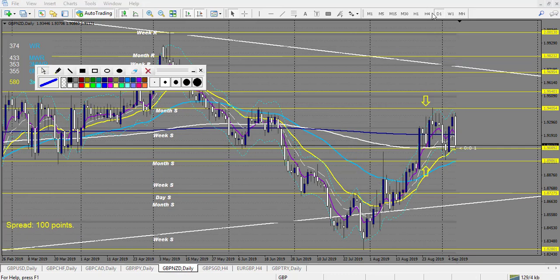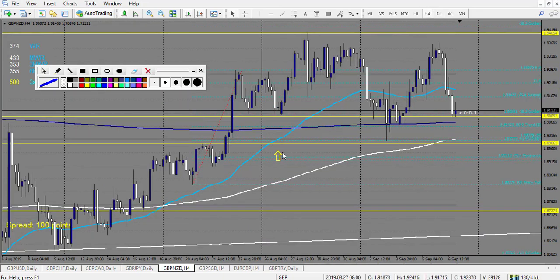GBP New Zealand, what happened? So I have an arrow on this specific line and it nearly touched, and at the same time it created a nice W at this level plus a pin bar right here. What you could have taken is this pin bar, so this is a loss, I count it.